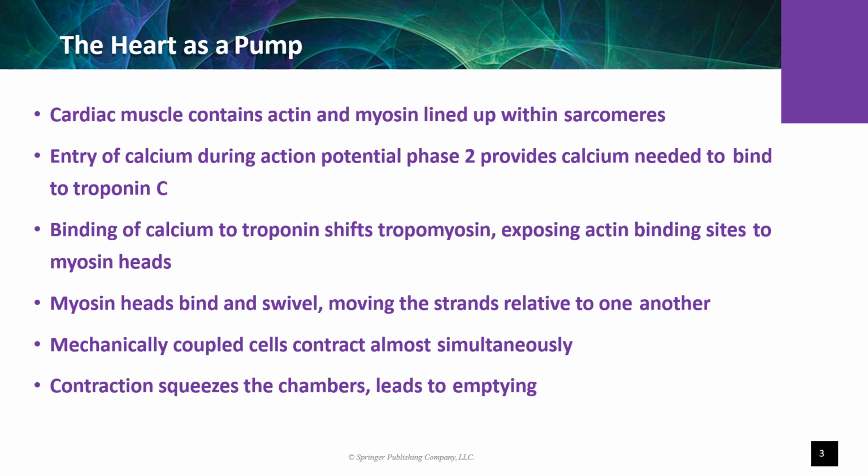Cardiac output is equal to the heart rate times the stroke volume. The average adult male may have a cardiac output of about 5 liters per minute, with a heart rate of 72 beats per minute and a stroke volume of 70 milliliters.